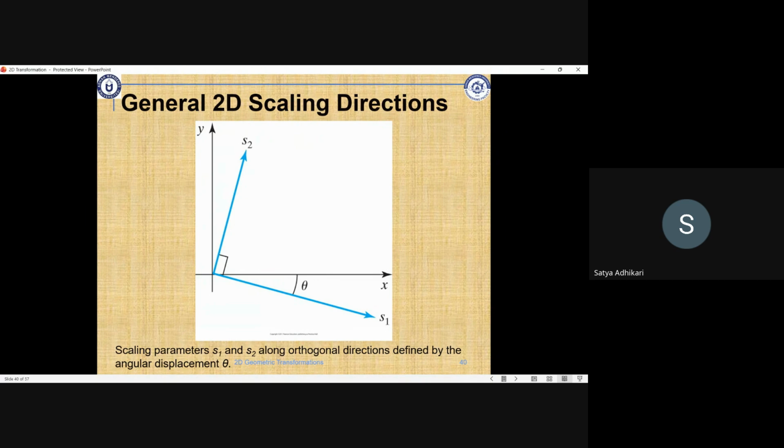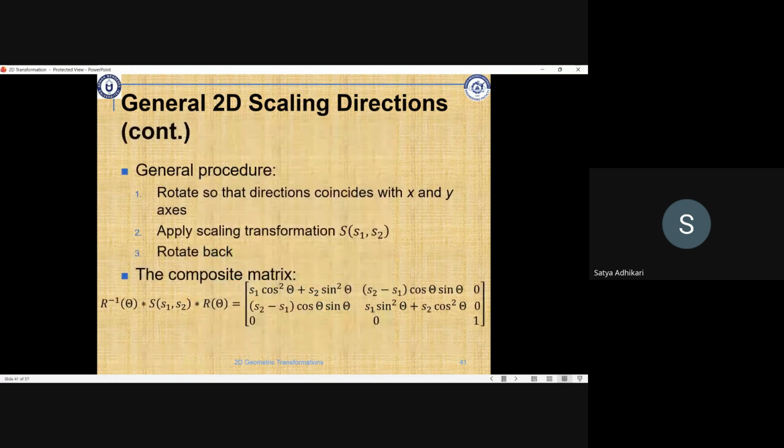So this is the x and y axis. Scaling parameters S1 and S2 are along orthogonal directions defined by the angular displacement theta. Which direction depends upon theta. Let us see how to do scaling in such a direction. This is the procedure: rotate so that the direction coincides with the x and y axis.